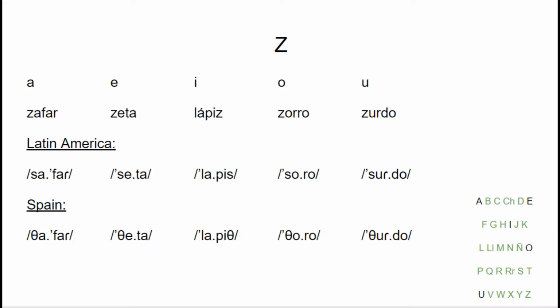Z can be pronounced in two different ways, depending on if you're in Latin America or in the Barcelona area of Spain. In Latin America, Z is always pronounced like an S. Zafar, zeta, lápiz, zorro, zurdo. However, in the Barcelona area, it would be pronounced like a TH. Zafar, zeta, lápiz, zorro, zurdo. We will be using the Latin American pronunciation for the rest of this course.